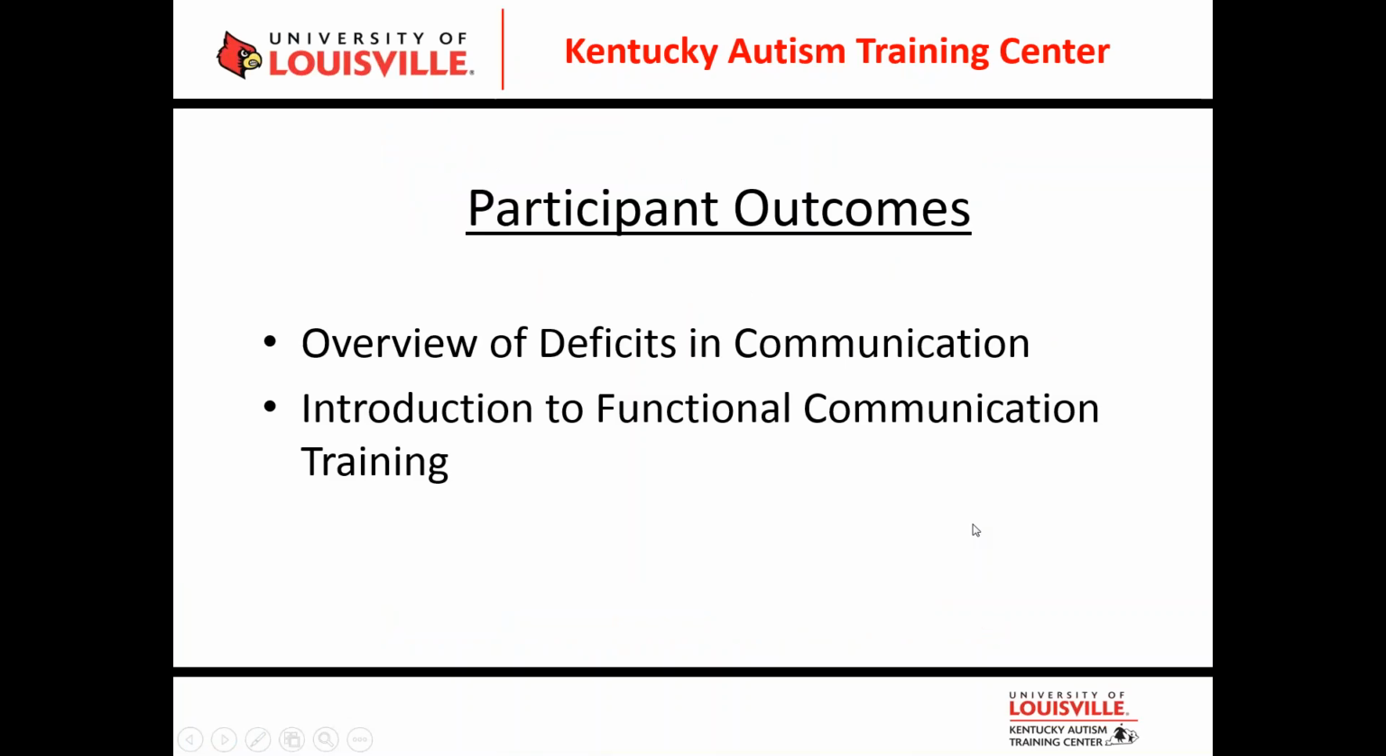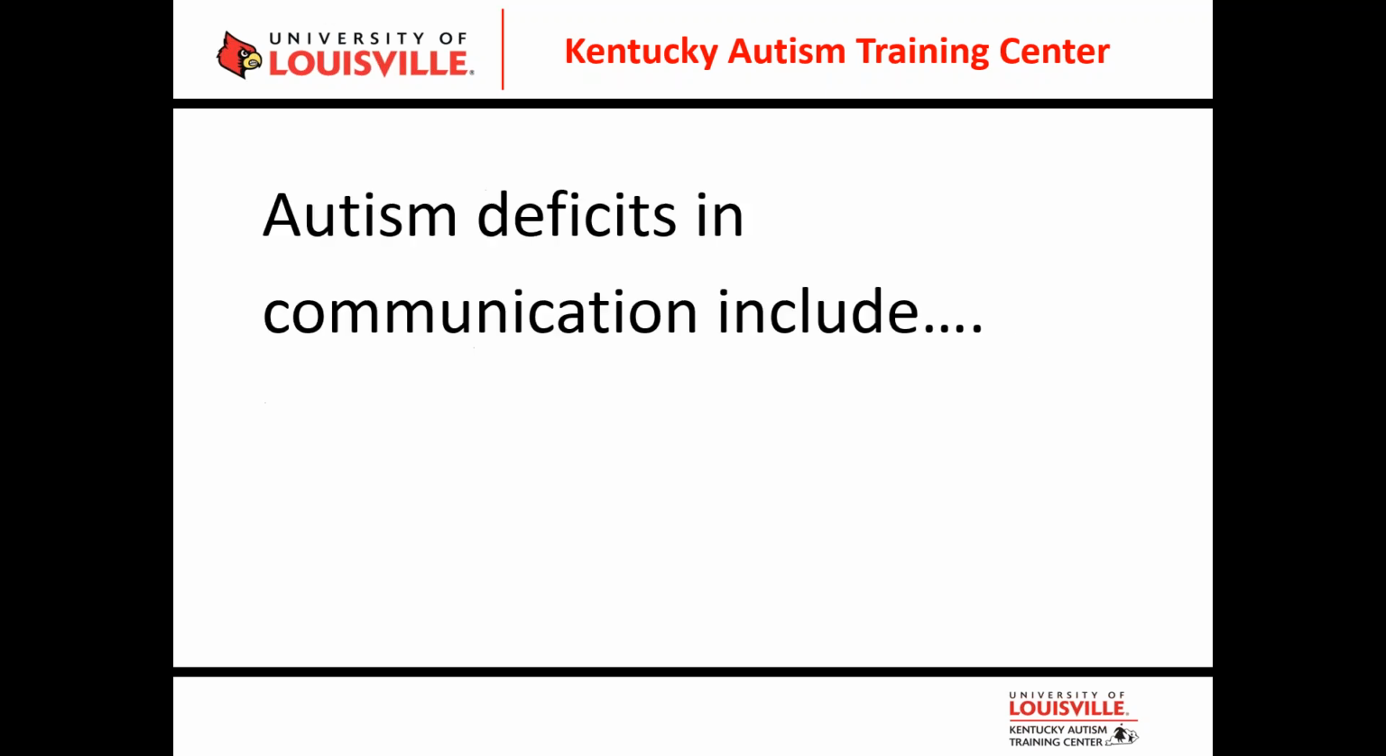So as we look at the outcomes, we want to make sure that when we're talking about functional communication training, we're going to understand the deficits in communication for those individuals with autism. So we're going to talk a little bit about those deficit areas we see with individuals and why it's so important that we're looking at teaching communication and, on top of that, teaching functional communication. And then also we're going to introduce functional communication training and understand those strategies and when and how you can put it in place with those in your everyday lives.